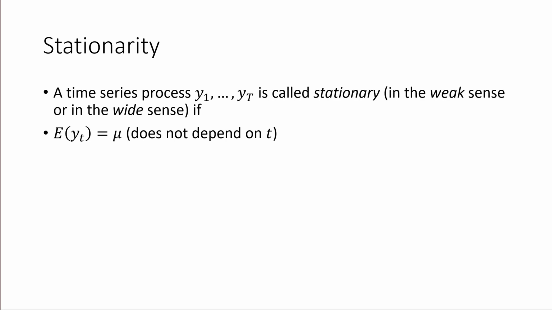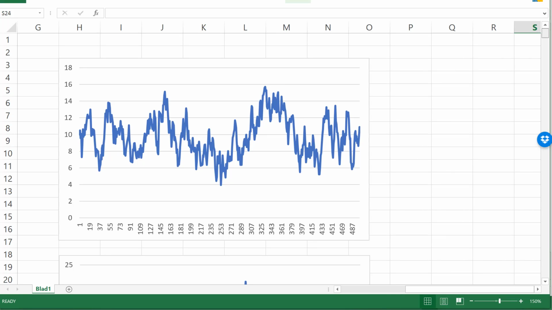For this process to be stationary in this sense, we have to satisfy three conditions. The first one is the following. The expected value of yt must be constant. It cannot depend on t. Now, it's not an easy thing to control if this assumption is satisfied, although it is often easy to see when it's definitely not satisfied.